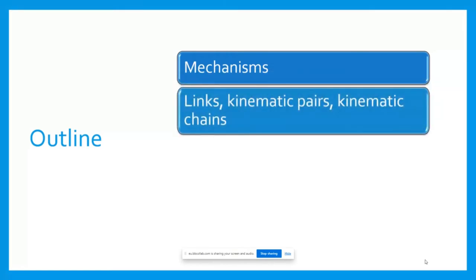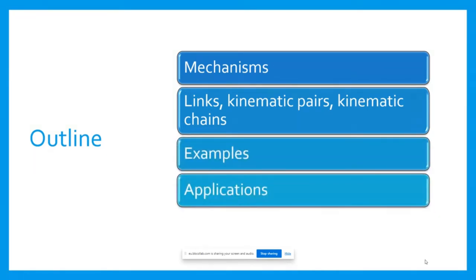To achieve this, I need to go into detail about links, kinematic pairs, and kinematic chains. Links are elements of a mechanism. Kinematic pairs are the connections between links, and links and kinematic pairs build a kinematic chain. So I'm going to go into detail on these three definitions, and this will help you to understand the first definition of mechanisms. Then, of course, I'm going to give some examples, and at the end, I'm going to present some applications of mechanisms.